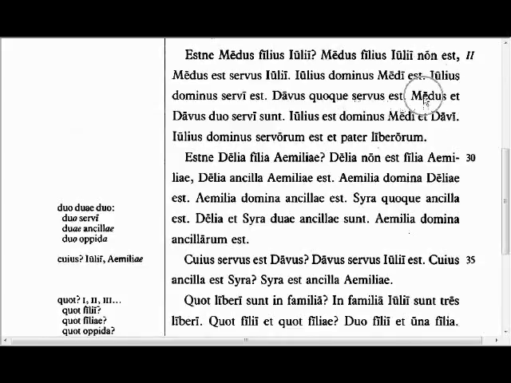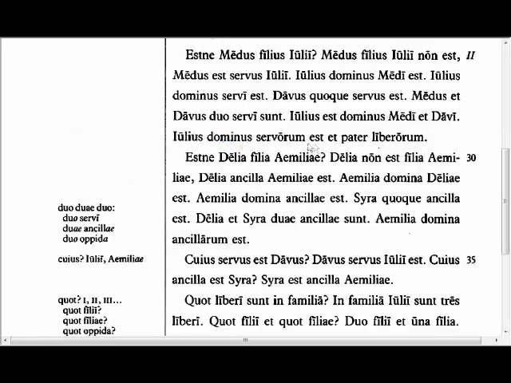So we have Medus here. Medus and Dave, Davus, are two slaves, duo servi. Julius is the master of Medus and Davus. Julius is the master servorum of the slaves. Here is the plural genitive ending. So we had a long I for Medi and Davi, but here for the plural servorum of the slaves, we have orum. Is the master of the slaves and the father liberorum of the children.